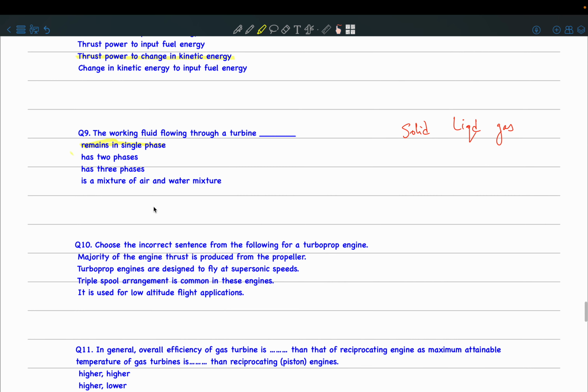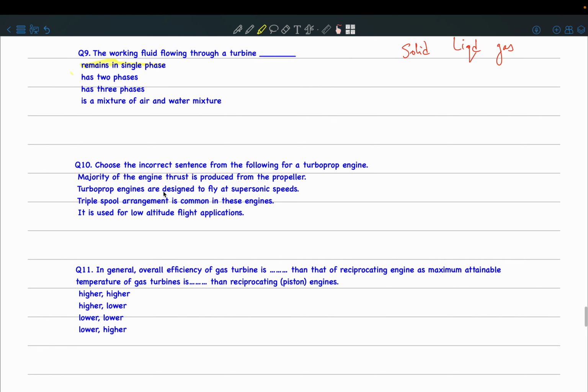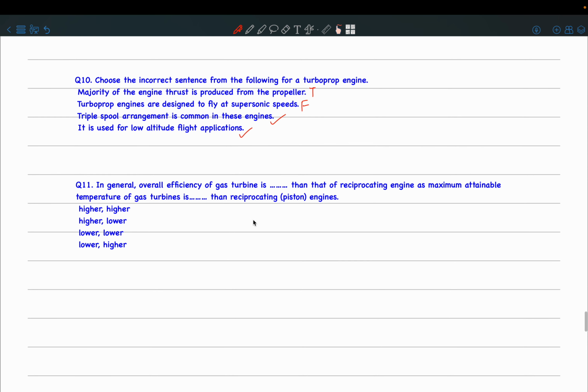Okay. Then choose the incorrect sentence from the following for a turboprop engine. Majority of the engine thrust is produced from the propeller. True or false? True. Okay, so this is true. You have to choose the incorrect one. Turboprop engines. Yeah, second one is incorrect. Okay, so that gives us the answer. Yeah, so multiple spool arrangement will be used in these engines. That is right. It is used for low altitude flight applications. Just now we discussed. All right, question 11.